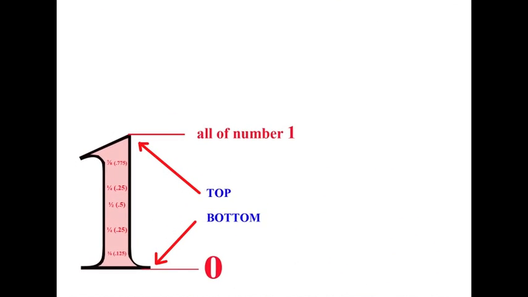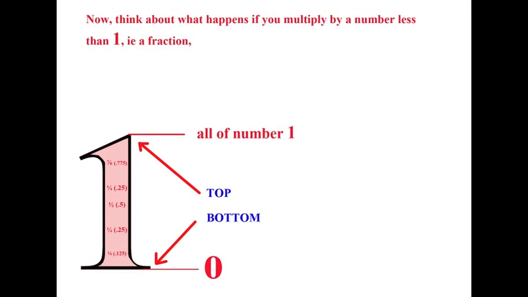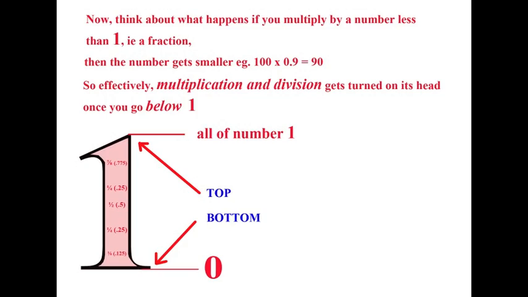Now, the very strange thing about the number 1 is if you start multiplying by anything less than what I call the top of the number, say by 0.9 or 9/10, which is just under the top of 1. Now, even though you're multiplying, the number starts to get smaller. So anywhere below 1, multiplication and division appear to get turned on their heads.